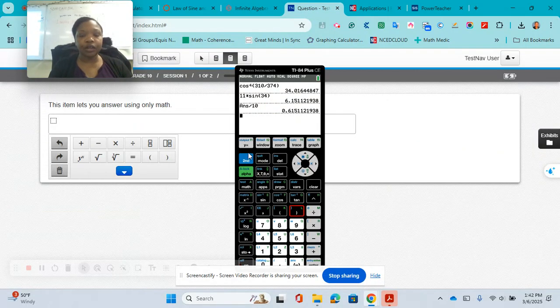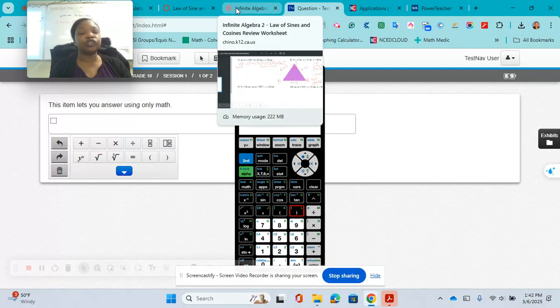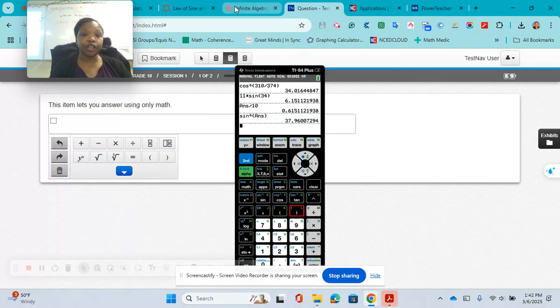I'm going to click on second sine to get the sine inverse. Second negative to get the previous answer into my parentheses. And enter. I have 37.96. We need to round it to the nearest tenth. So that is what degree? 38 degrees.